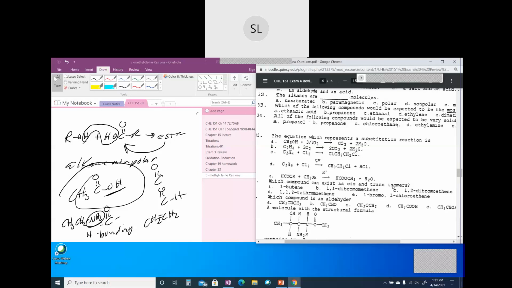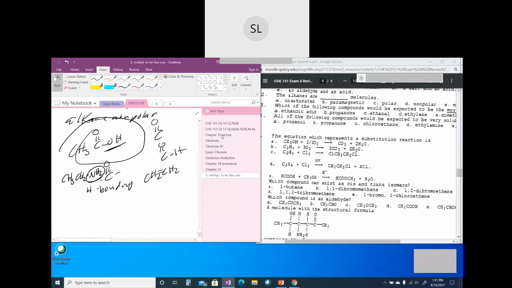Which compound can exist as cis-trans isomers? 1-butene, no, because you have two H's on the first carbon. All right, and so as soon as you start it, you have CH2 and a double bond, and you can say no cis-trans. 1,1-dibromo... What the heck? There's no such thing as methane. All right, so anyway, that compound doesn't exist.